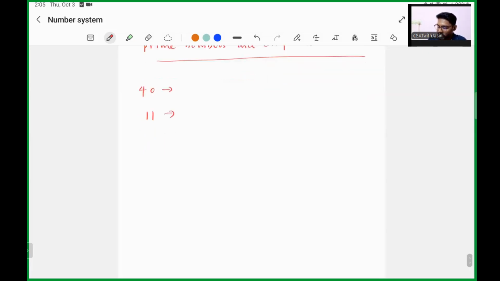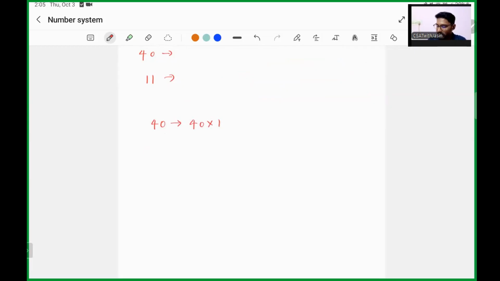Let us take the case of 40 here. I can write 40 in different ways as the multiple of two numbers. I can write it as 40 into 1, then 2 into 20, 4 into 10, and 5 into 8. So these are the different ways I can write 40.